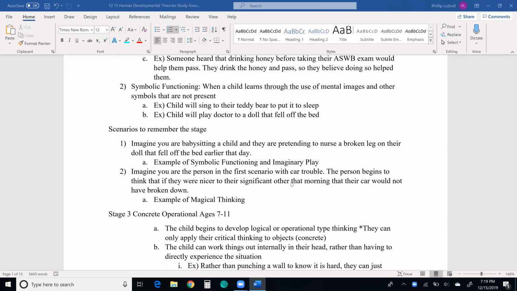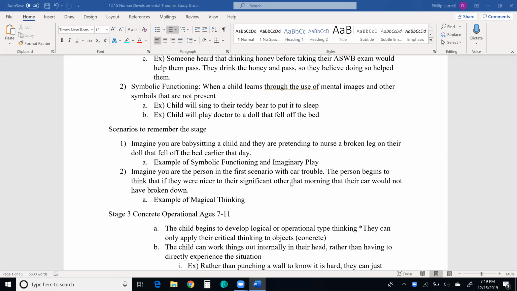A second example, from the first scenario: imagine you're the person with car trouble. The person begins to think that if they were nicer to their significant other that morning, their car would not have broken down. That is an example of magical thinking. It brings together two unrelated scenarios and makes them related because that is what feels right and helps you cope with it.